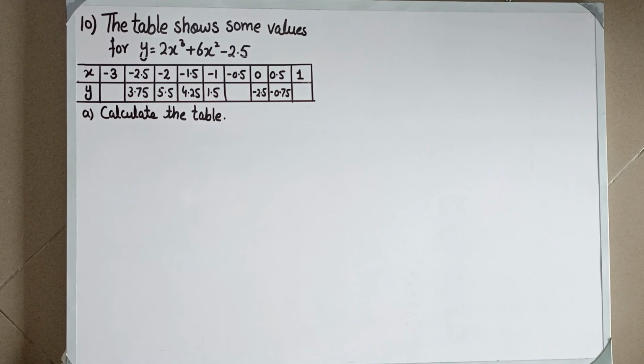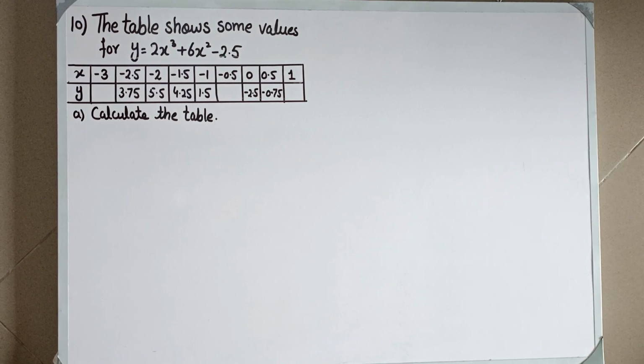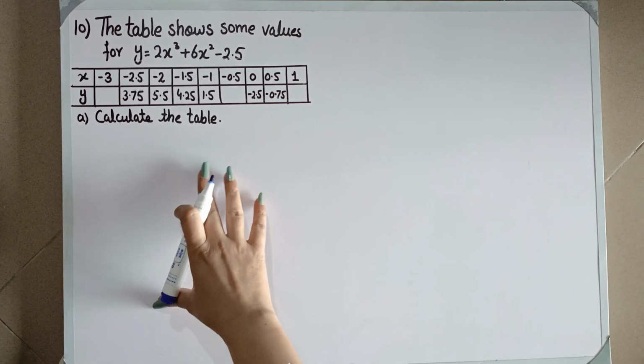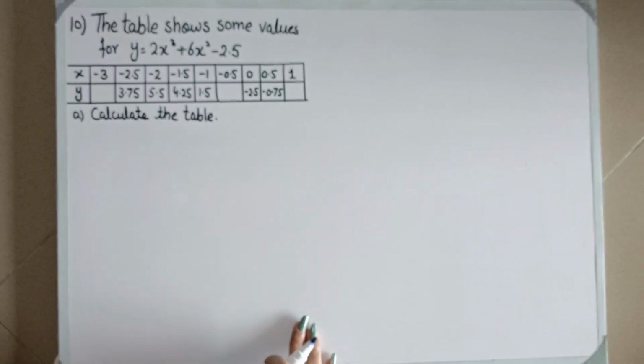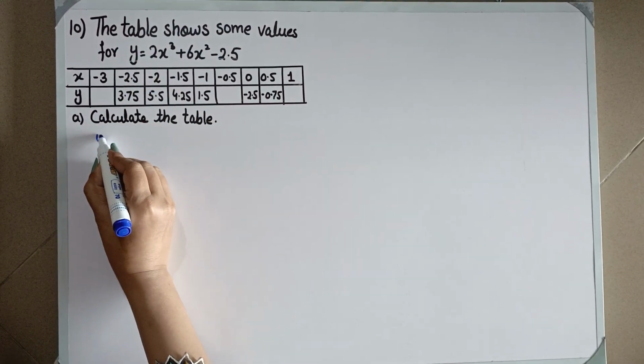We are here with another video of IGCSE February March 2024. In question number 10, the examiner is asking you to complete the table for this given expression. Simply, you have to substitute minus 3 in this expression and you will get the value.